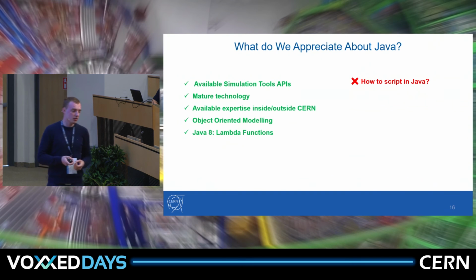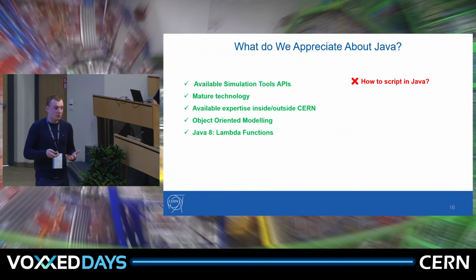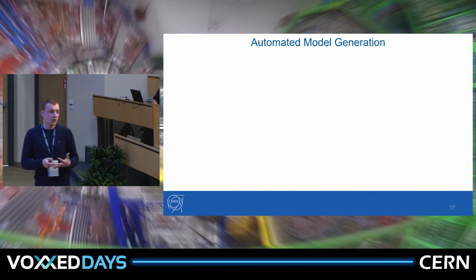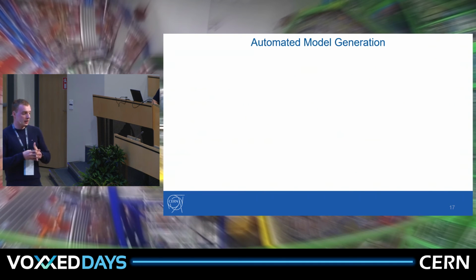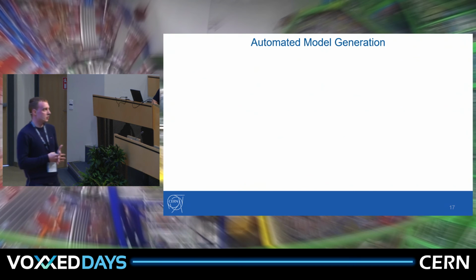One thing that is not yet clear for us is how to script in Java, because we always need to compile the code, so maybe if you have any ideas, we can discuss it over coffee. And why do we need to script? Well, our main objective is to let the user of this tool, because it's not only for us, it is for the community of superconducting magnets, focus on the task.